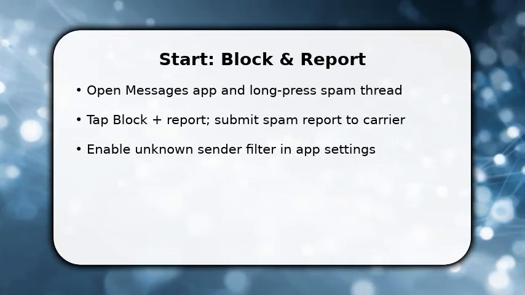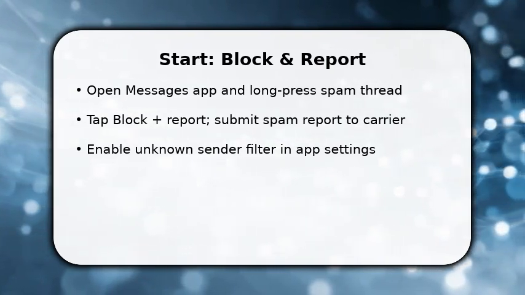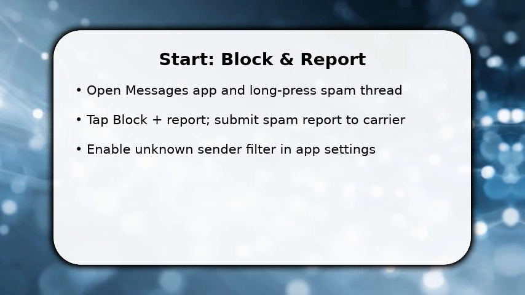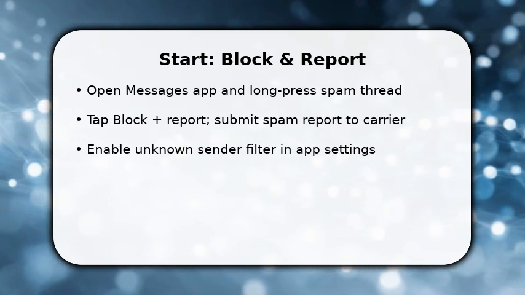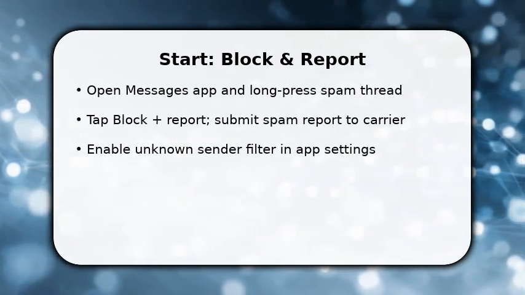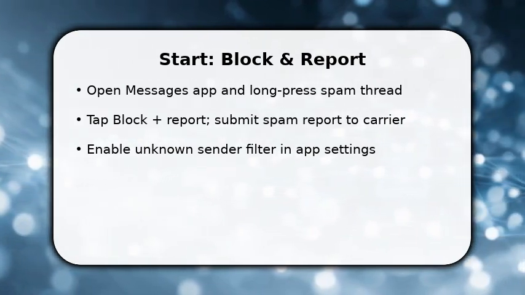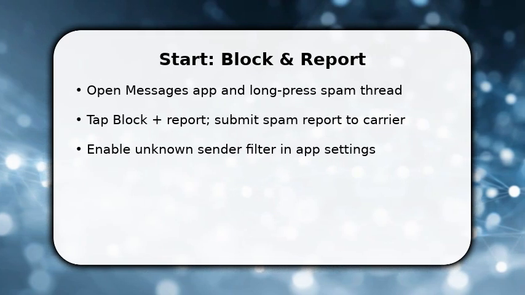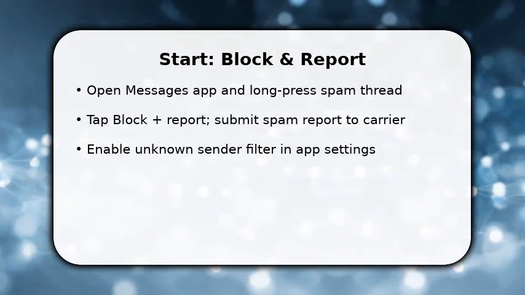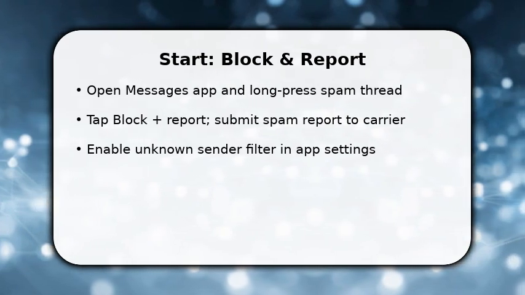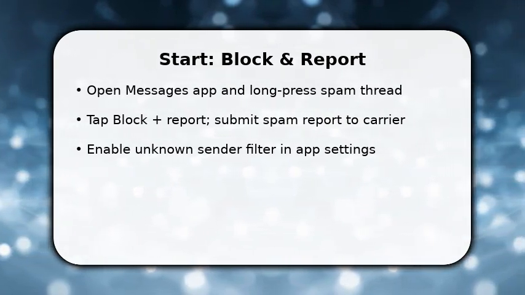You begin by attacking the problem at the source, the thread. Open your Android messaging app, long press the spam conversation, and choose Block plus Report so carriers can trace the sender. Once done, go into Settings and enable the filter for unknown senders to automatically sort potential spam. Make sure to save changes. This reduces repeat texts. You do this now because blocking and reporting immediately stops most repeat messages and gives carriers the data they need to act.